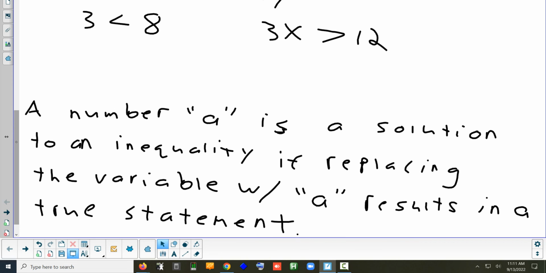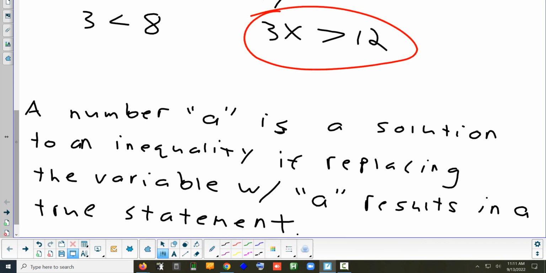So if I wanted to know, for example, in this inequality, if 5 was a solution, I would fill it in for x. Is 3 times 5 greater than 12? Yeah, then 5 is a solution. How about 4? 3 times 4 is greater than 12. No, 12 is not greater than 12. So that's all you have to do to check if a number is a solution. And in this case, the answer is anything that is greater than 4. That would be the answer.